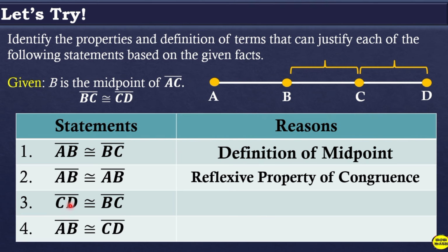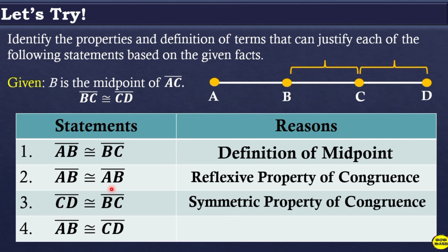Segment CD is congruent to segment BC. Based on the given, BC is congruent to segment CD. Then CD is congruent to segment BC. We just reversed it, so that is symmetric. Okay? Next. Segment AB is congruent to segment CD.